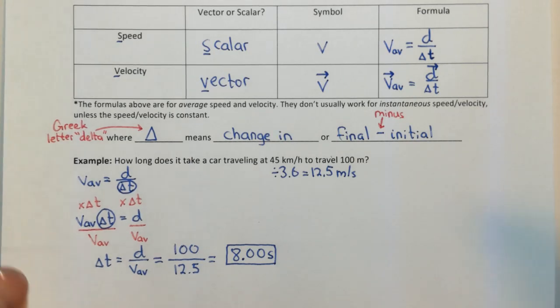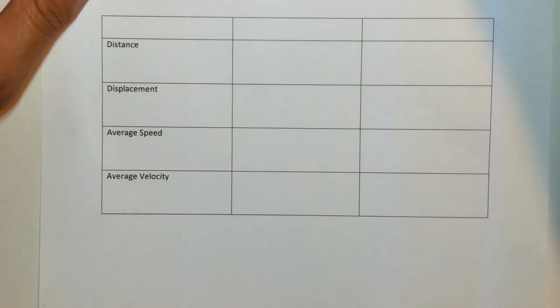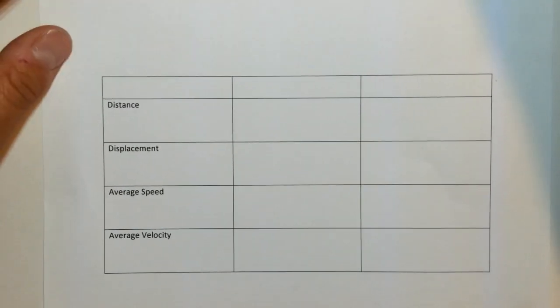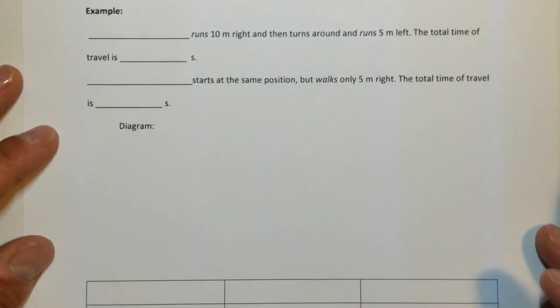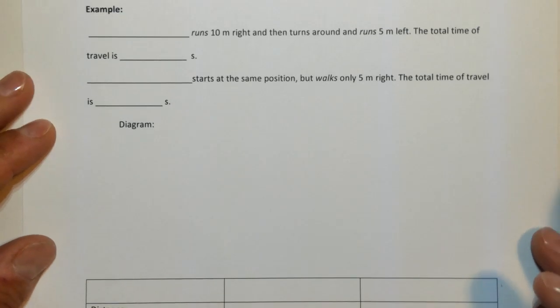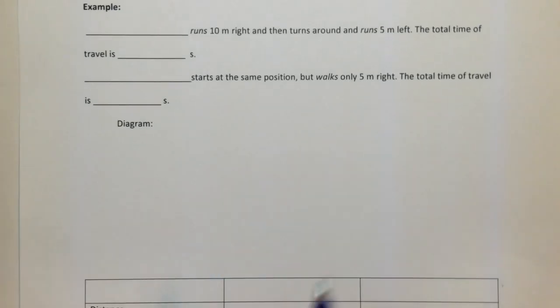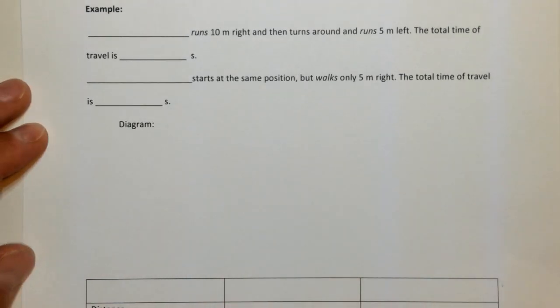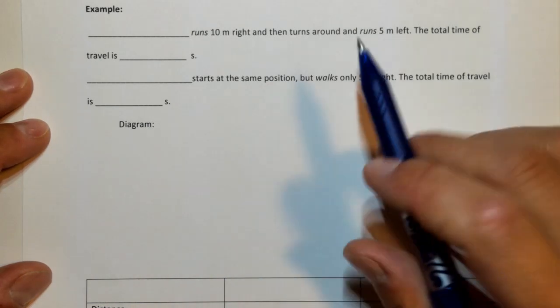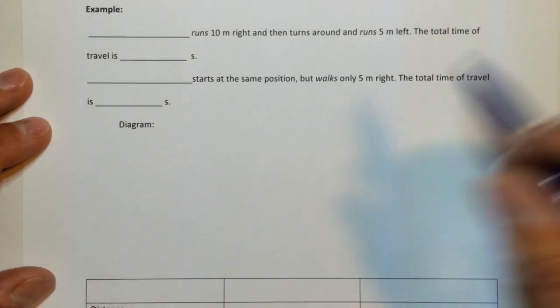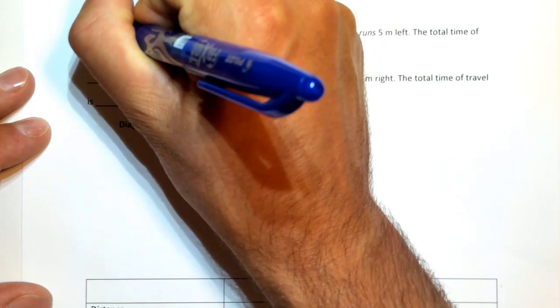All right. Let's look at an example that kind of illustrates the difference between distance, displacement, speed, and velocity. So I've got two colors here that I've been using, blue and red. Let's talk about a race between a blue character and a red character. We'll call them red and blue. So they're both going to start at the same place.